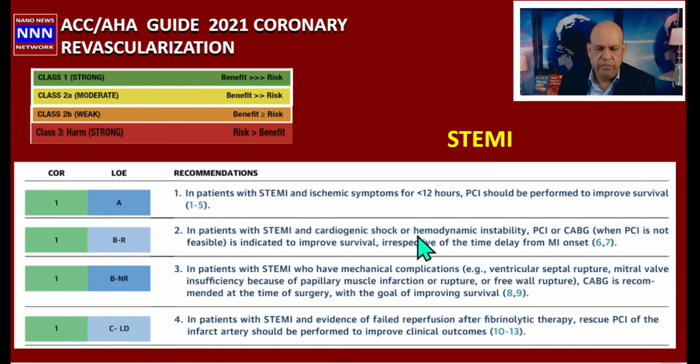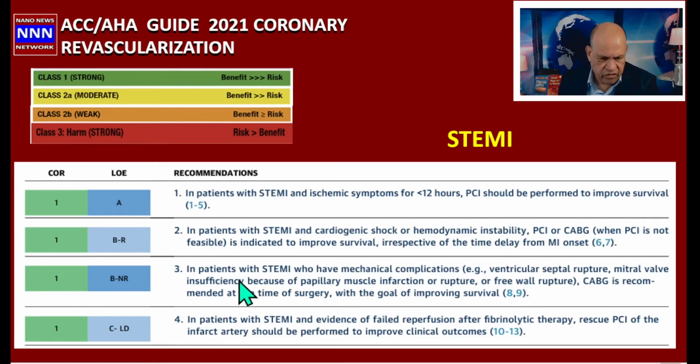If someone has a STEMI who is hemodynamically unstable, PCI or CABG is not feasible to improve their survival time. In patients with STEMI and cardiogenic shock or hemodynamic instability, PCI or CABG, when PCI is not feasible, is indicated to improve the survival. So in other words, if we can't do a PCI in a patient who has STEMI, cardiogenic shock, some complications, CABG may be the best alternative.